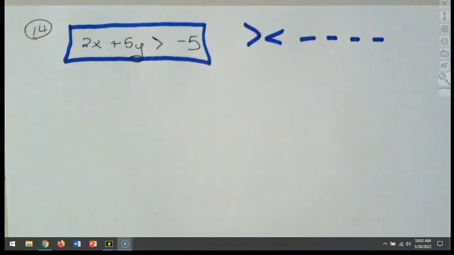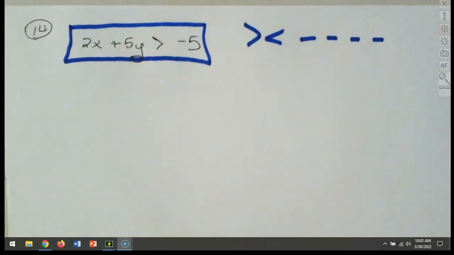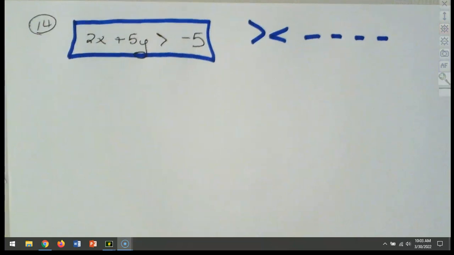When I grade your exam, all your questions are worth 4 points apiece. So if you used a solid line instead of a dotted line and did everything else correct, you'd probably get 3 out of 4. If you graph it but don't shade it, you'll probably get 2 out of 4. So make sure you get all the components here. So we know it has to be a dotted line.